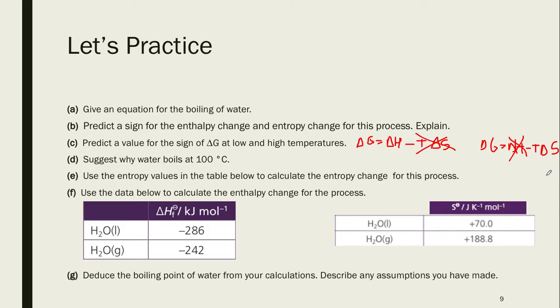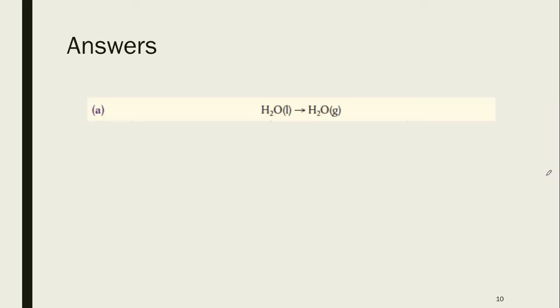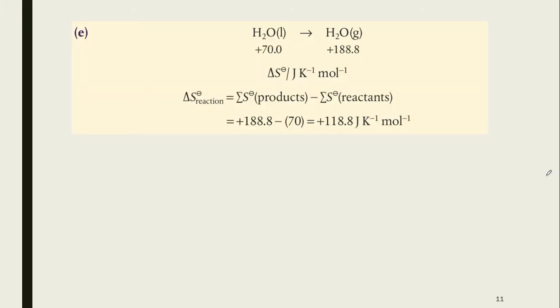Sorry, I actually skipped letter E, where we have to use the entropy values in the table below to calculate the entropy change for this process. On the right-hand side, we are going to use the delta S values, which from the previous equation, you have to do products minus reactants. We are given our values, so we do 188.8 minus 70, and that would give us 118.8 joules per Kelvin per mole.